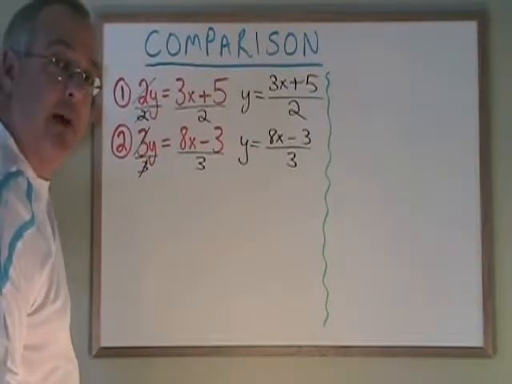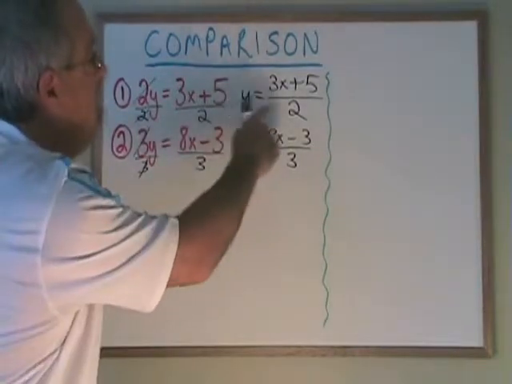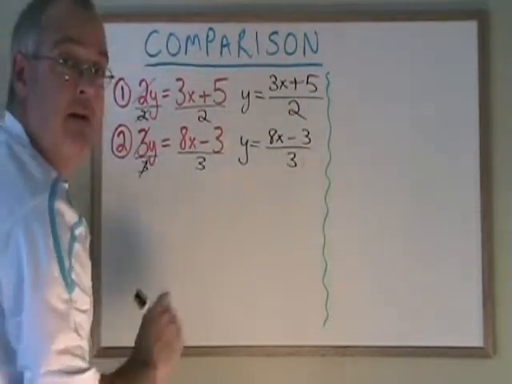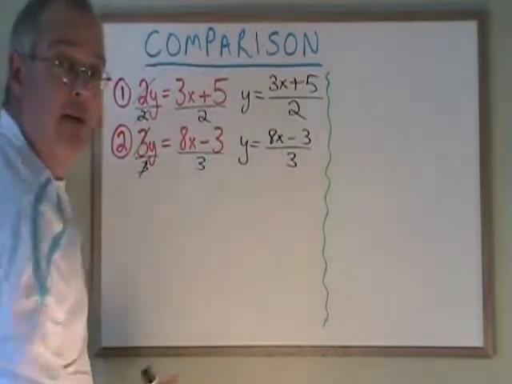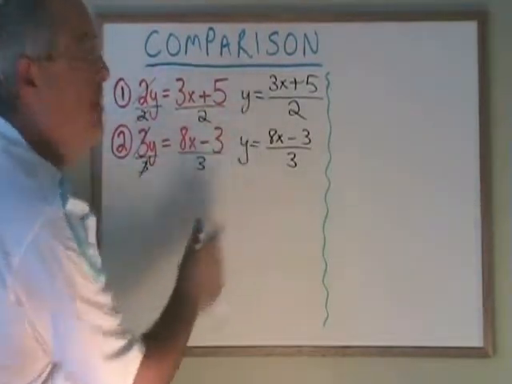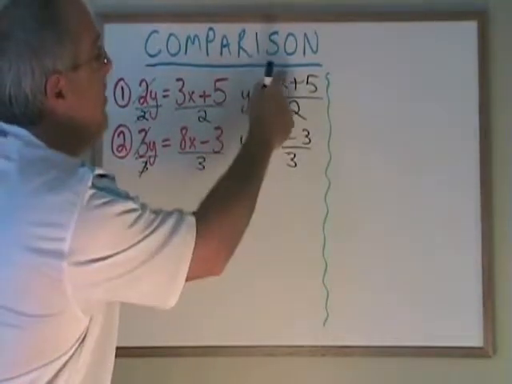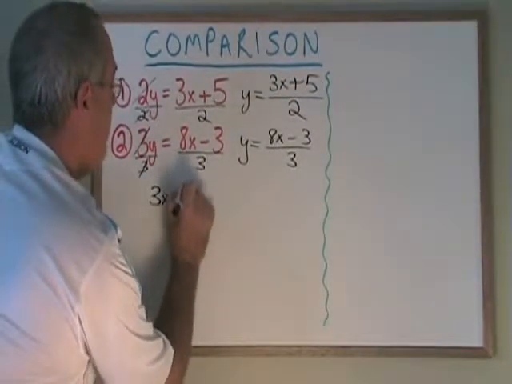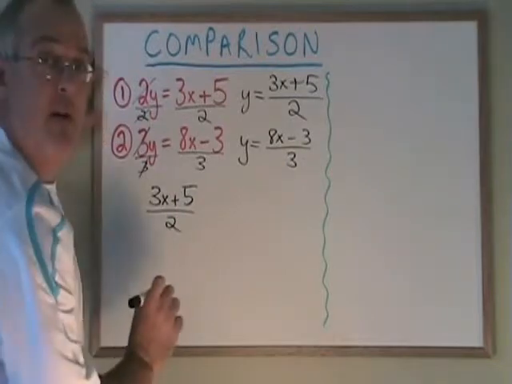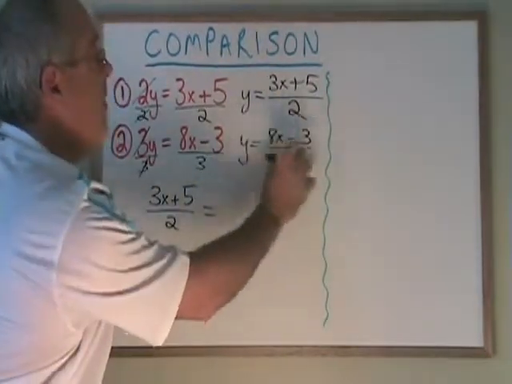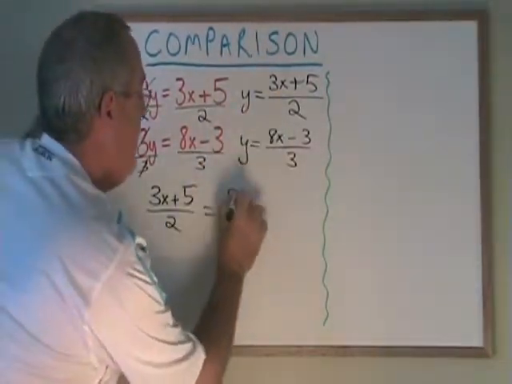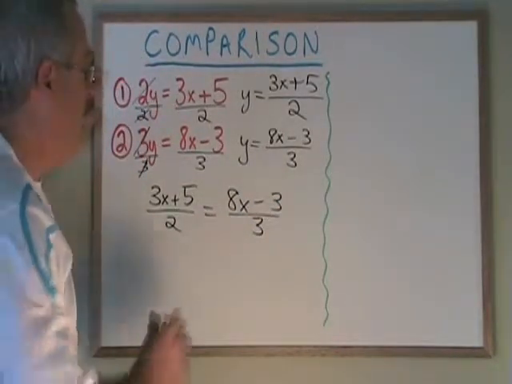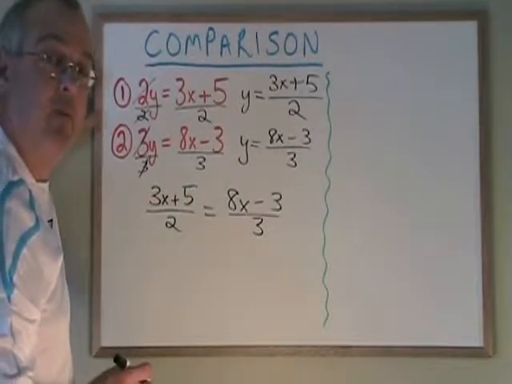The logic of comparison is that if y equals this, and y also equals that, then this must equal that. We are comparing the two equations by writing what y is equal to in one of the equations, (3x plus 5) over 2, and making it equal to what y is equal to in the other equation, (8x minus 3) over 3. Now, we have a single equation with only x's, and we can solve for x.